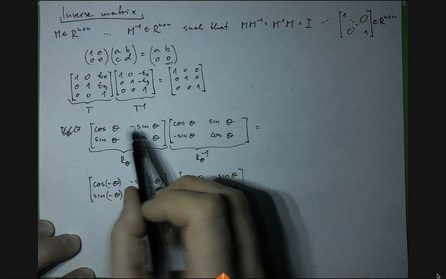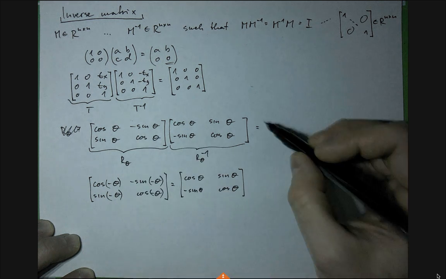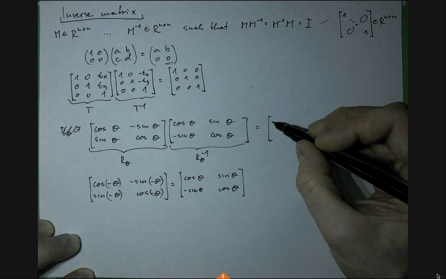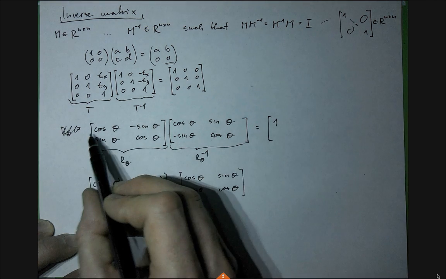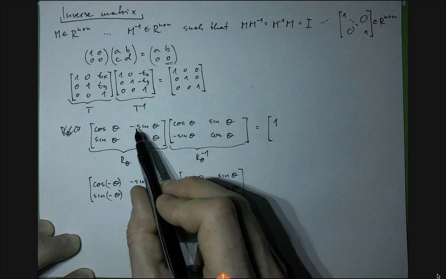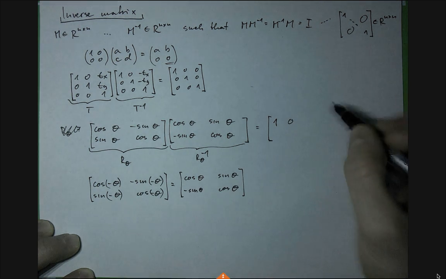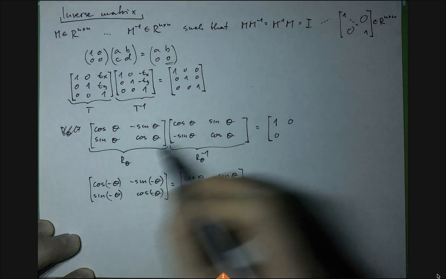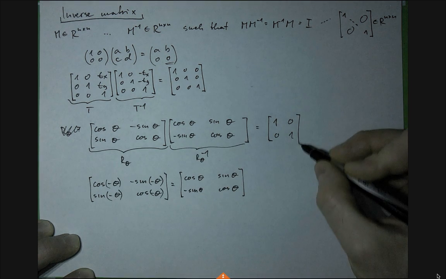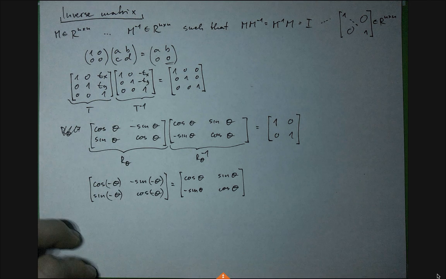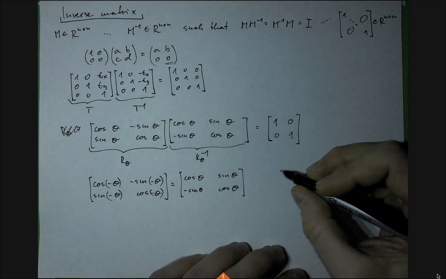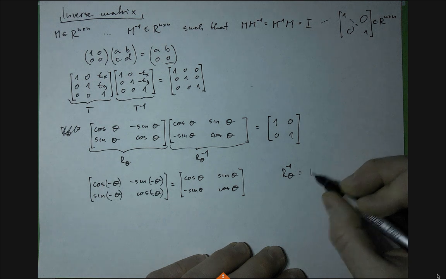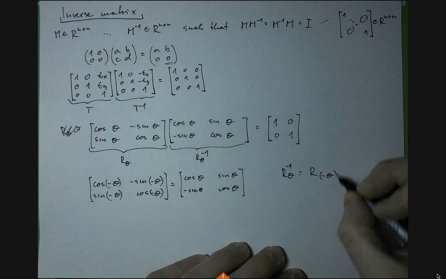If you plug it in here and carry out the matrix multiplication, you will find that here I get cosine theta squared plus sine theta squared, which is 1. And here I will get cosine times sine minus sine times cosine, so that's 0. And similar story here, sine cosine minus cosine sine, 0. Sine squared, cosine squared, 1. So indeed this definition holds. So I can say that the inverse of a rotation by angle theta is exactly the rotation by angle minus theta.